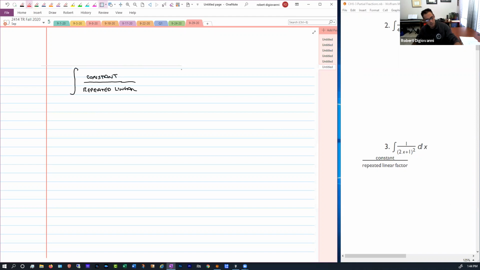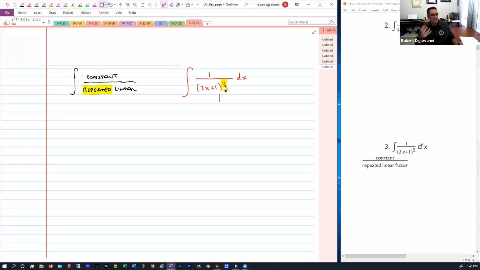As an example, 1 over 2x plus 1 squared dx. So the thing that makes this repeated is the fact that it's squared. So we have 2x plus 1, that's linear, right? But then we are repeating it, which means that we are squaring it, or that could be a cubed or a 5th power or a 10th power, or it could even be a square root, cube root, doesn't matter what the power is, as long as it's a linear expression to a power.